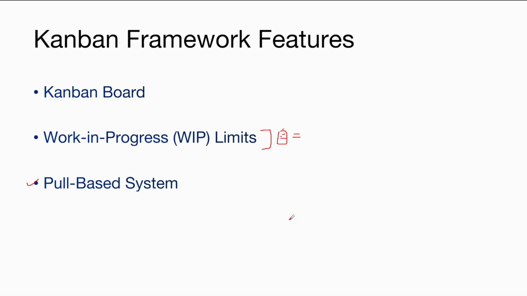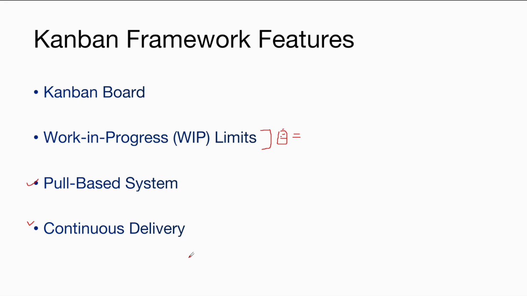One more feature of the Kanban framework is continuous delivery. Kanban is great for continuous delivery, meaning that work is constantly being done and delivered without a big pause. There are no big deadlines or phases. Instead, as soon as the task is done, it is delivered right away.